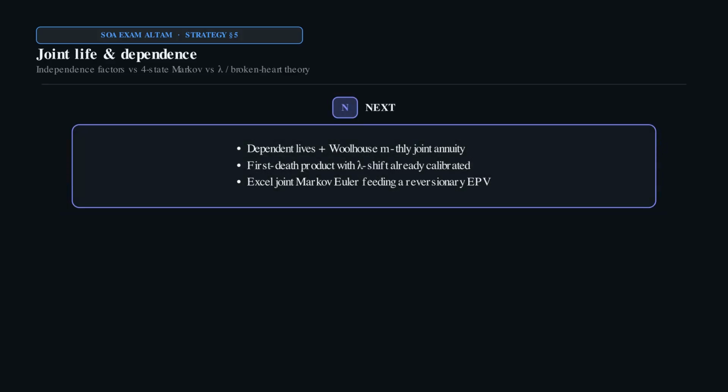Grounded variance. Dependent lives with Woolhouse MTHLY joint annuity, a first death product with a lambda shift already calibrated from fall 2025 theory, or Excel joint Markov-Euler probabilities, feeding a reversionary EPV. Climb the 4 prior questions after this.